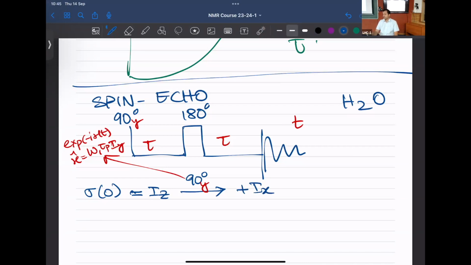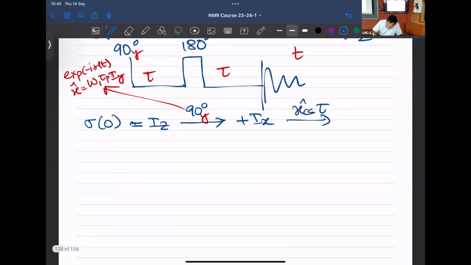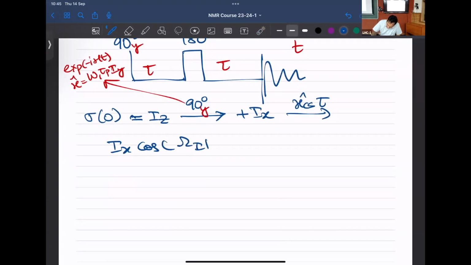Everybody okay with it? Now, in this tau duration, we have seen several times, we only have chemical shift evolution that's going to happen, correct? Only chemical shift evolution because nothing else exists for water. So what is this going to become? Ix cos omega it plus Iy sin omega it.